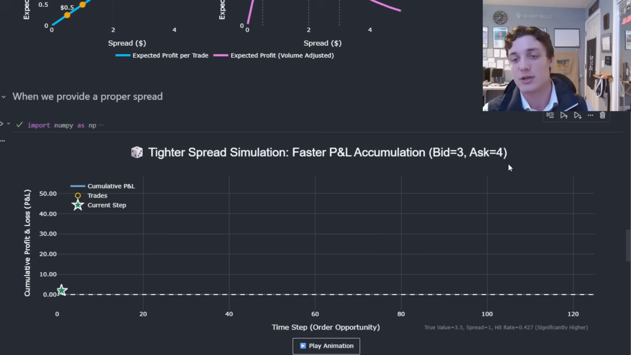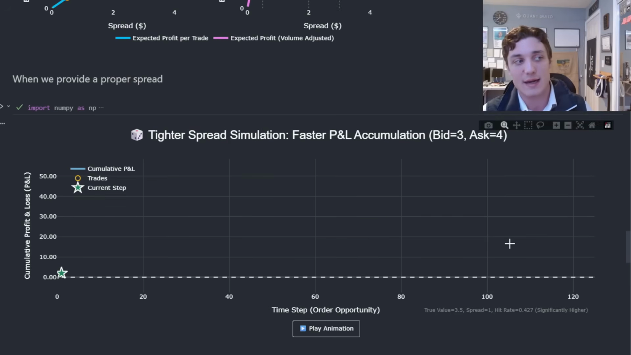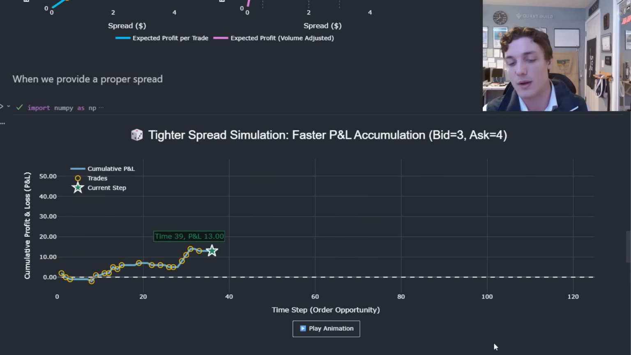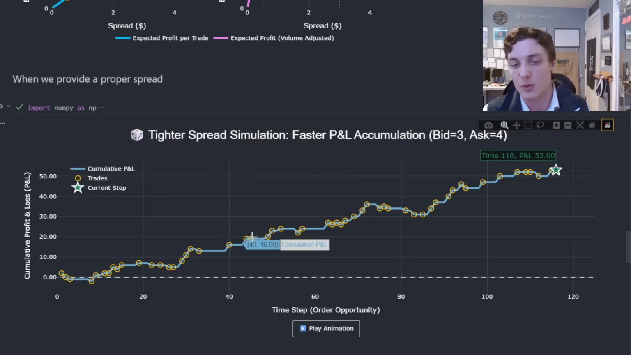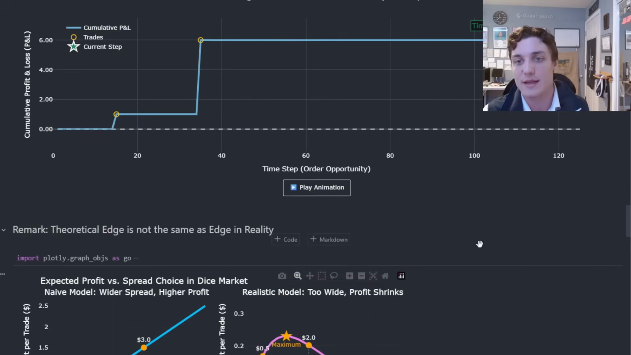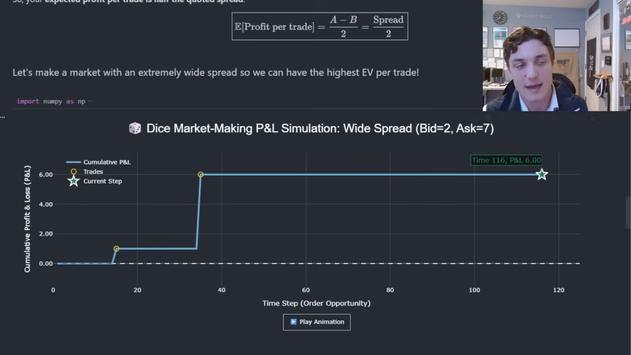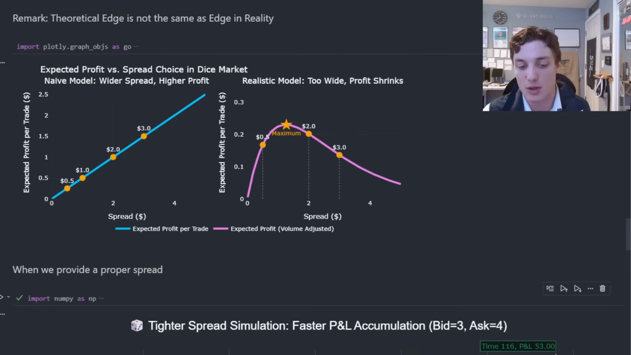If that is too much, then we can just take a look at this animation and see what happens when spreads get tighter. We're going to have more trades. As we can see, we have a significant number of more trades relative to this example where we quoted a spread that was way too wide within our dice market.